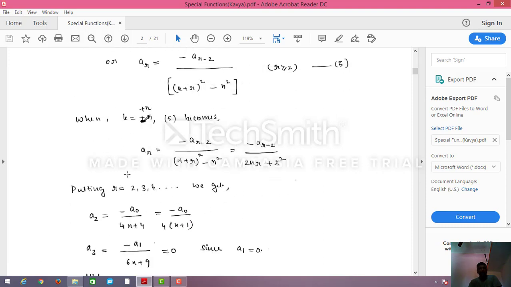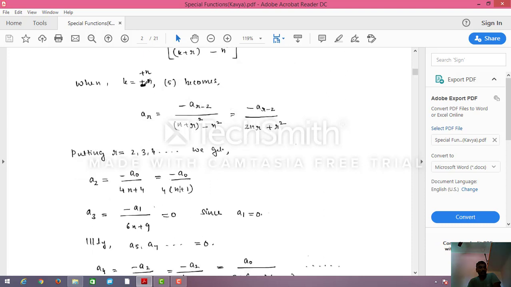If you put r equal to 2, then 2 minus 2 is 0, so minus a naught divided by... here, r equal to 2 means what is that? (n plus 2) whole square. So r equal to 2 gives 4n plus 2 square, and 2 square is 4, so that is 4n plus 4. I am just taking 4 common from the denominator term.